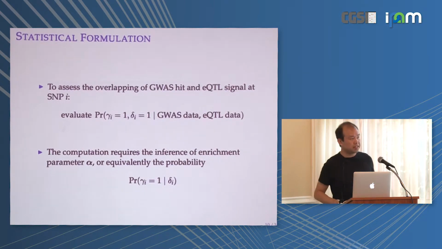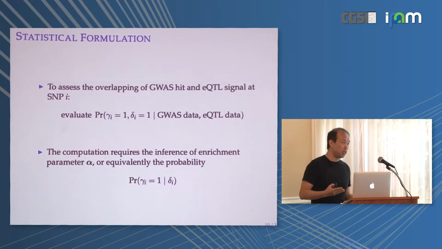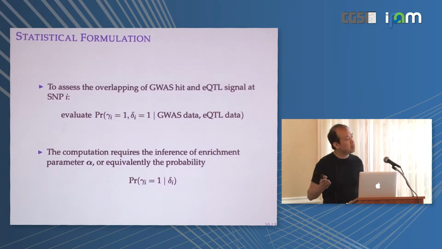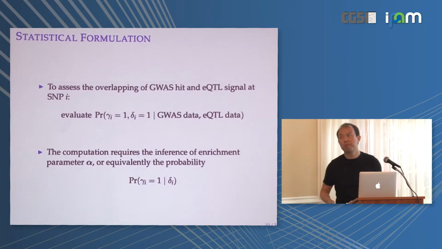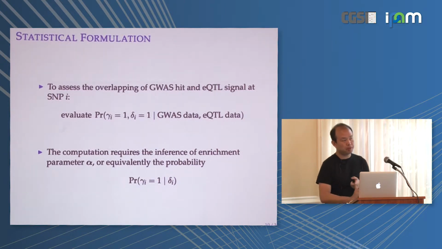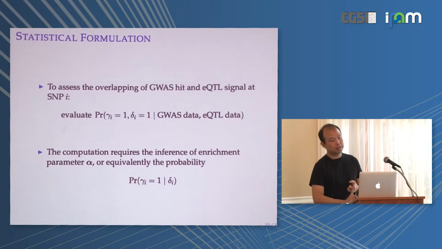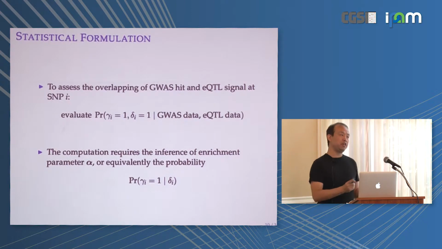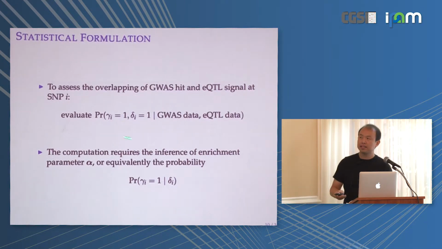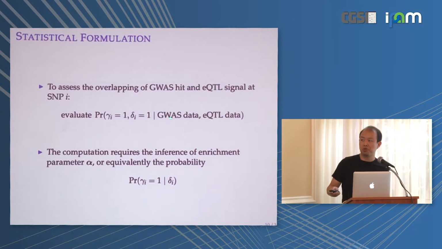Now, with this whole model set up, we get to the stage of formulating the problem. Then it becomes very straightforward, very natural. If you want to assess whether an eQTL and a GWAS hit overlap at a particular SNP, you just simply ask this question, right? This is the probability statement about overlapping. At this particular SNP, gamma i equals 1 and delta i equals 1, so that it is both a causal eQTL and a causal GWAS hit, given all the observed data. Supposedly you should be able to solve this because you have the complete model.